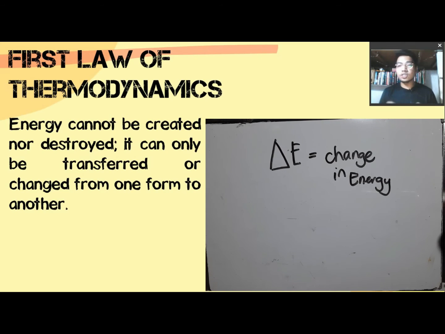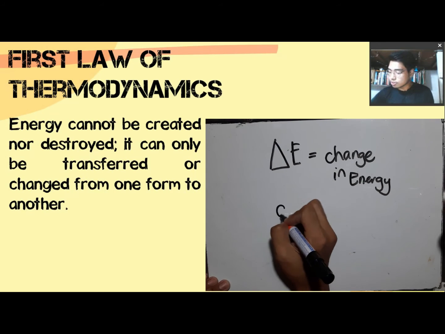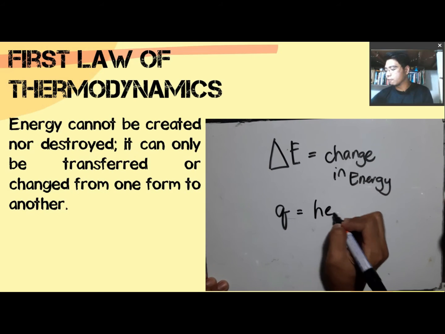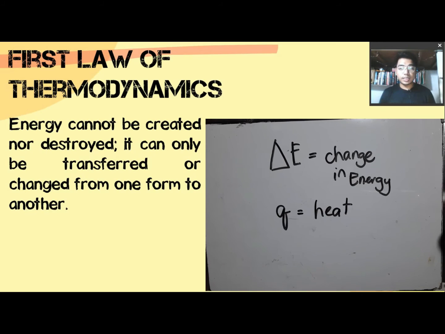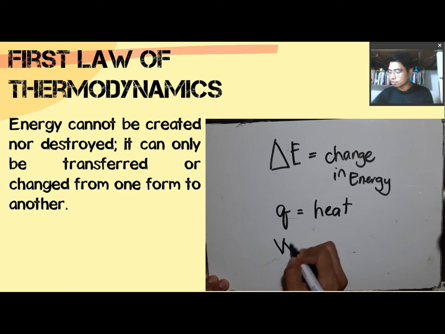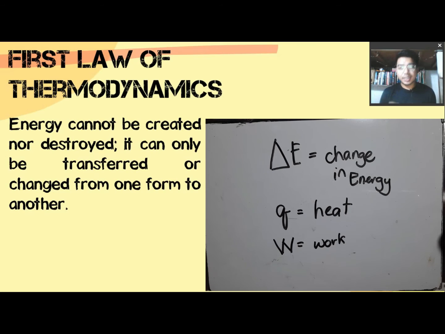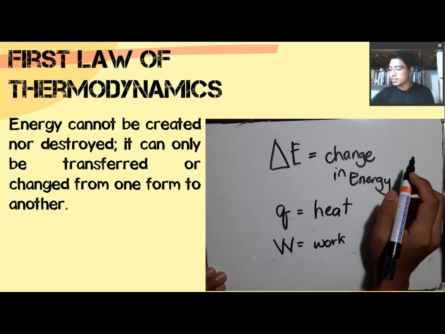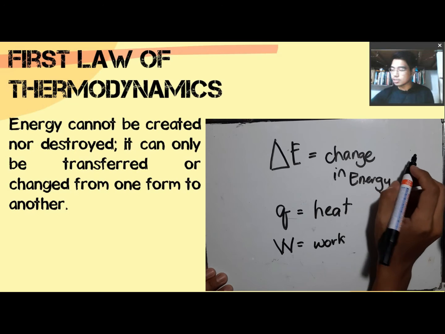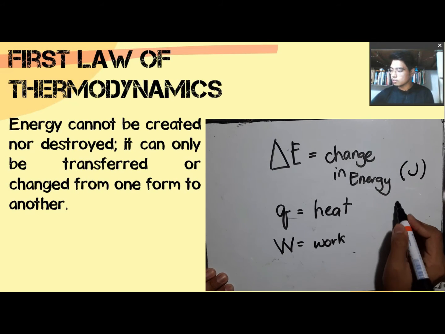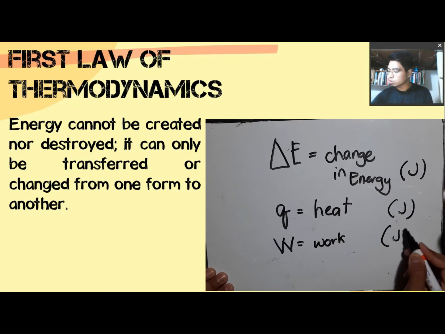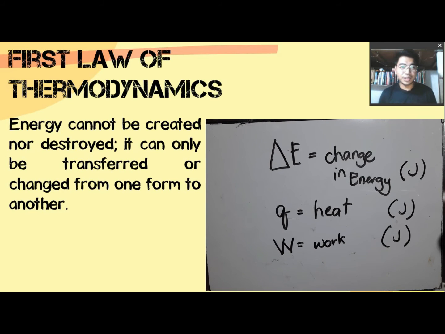Then, other than the change in energy, we also consider small letter q, which is the representation of heat. And once again, whenever we talk about heat, it is related to the concept of capital letter W, which is work. Change in energy, heat, and work all possess the SI unit known as joules. Okay, so the unit that we are going to use is joules. So this is the first consideration that we are going to discuss on the first law of thermodynamics.